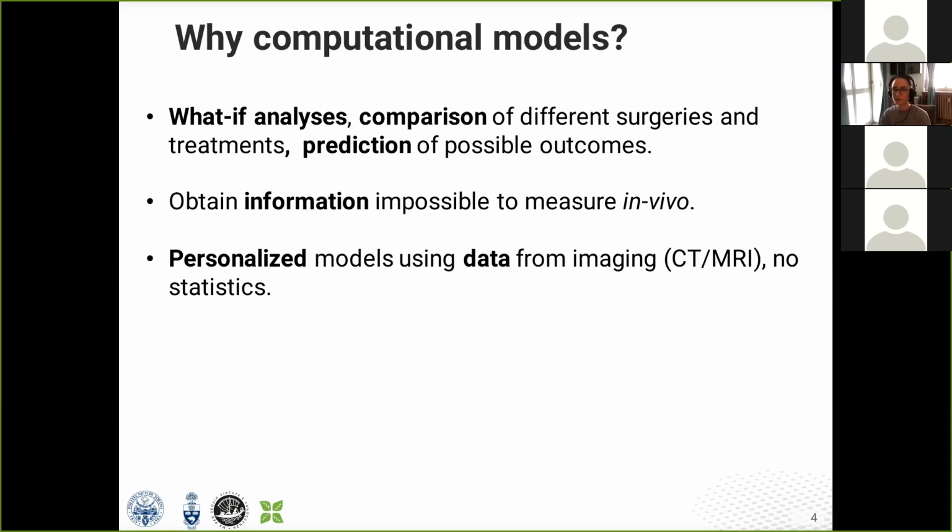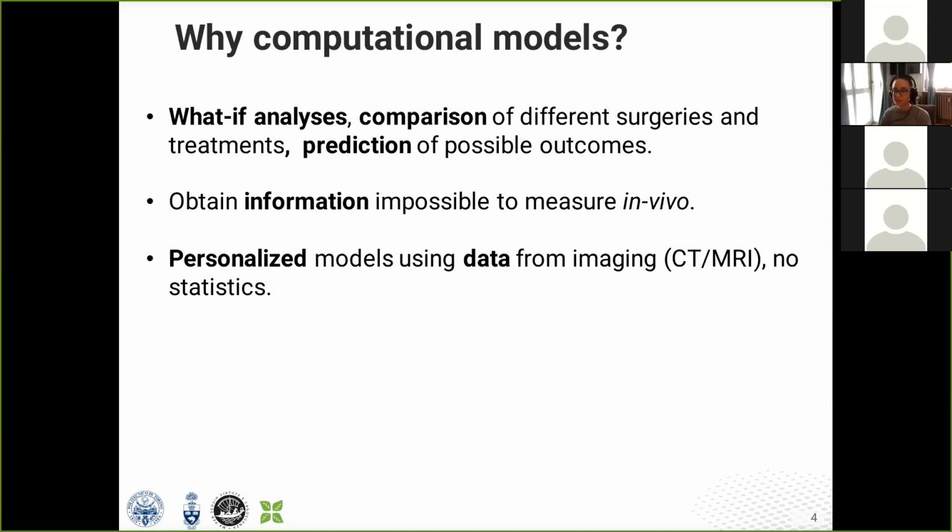Moreover, there is a lot of information that is really useful and interesting to know, to discover what's happening inside the patient, that right now is totally impossible to measure in vivo, or is really, really invasive. So it is not at the disposal of medical doctors.